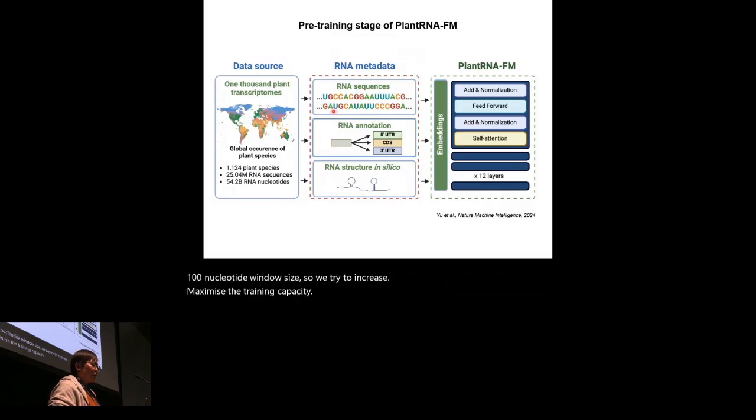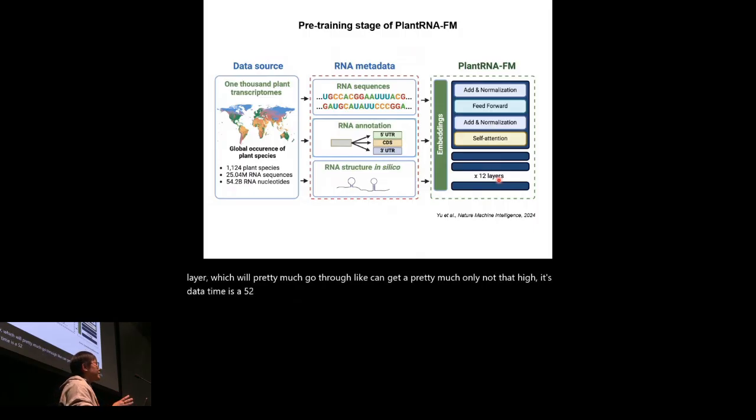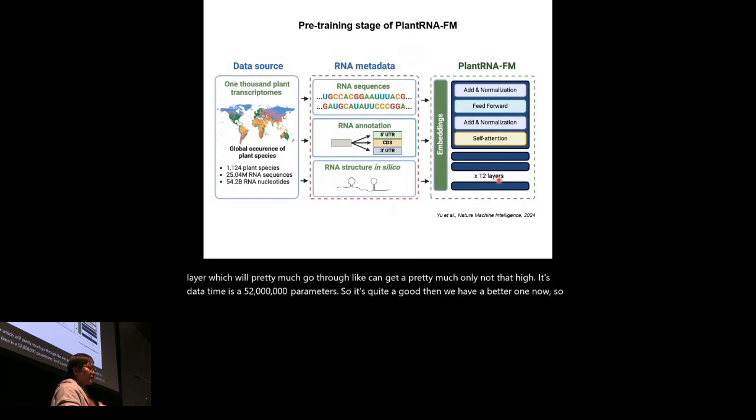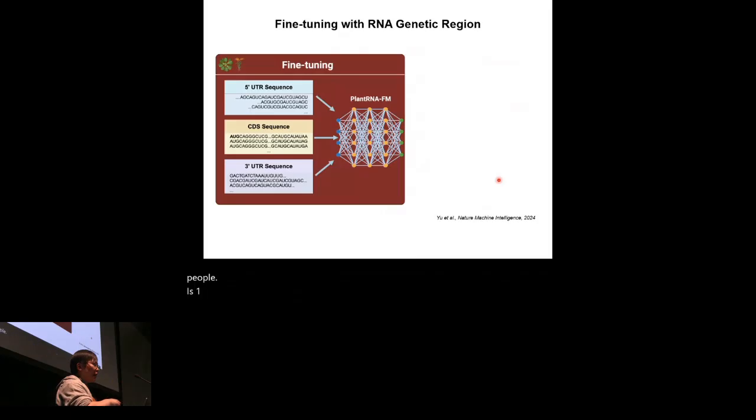We put all this information into a transformer platform with 12 layers, which has 52 million parameters, so it's quite good. Then we have a better one now. Basically, we try to extract all this information through self-training. To give a measurement, we used two other species that were not in training. We sent their transcriptomes into our foundation model.